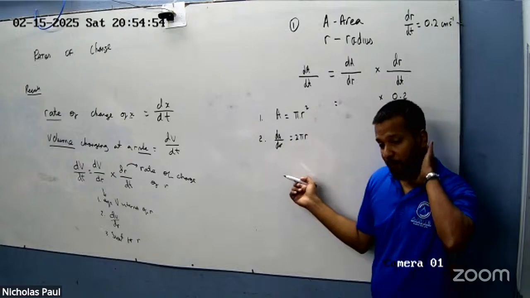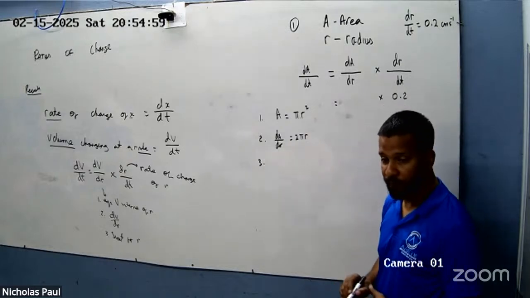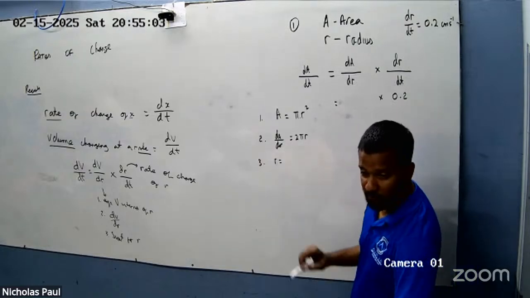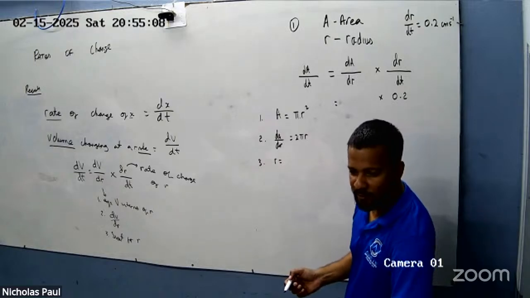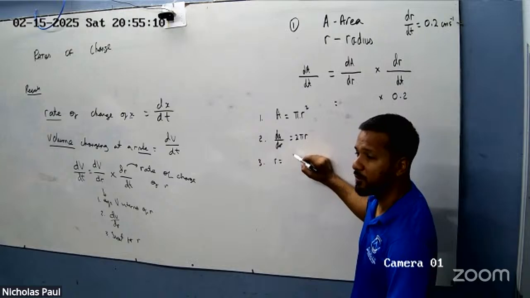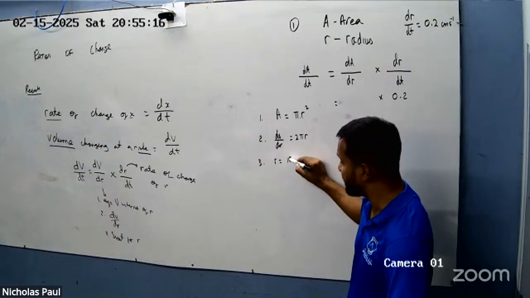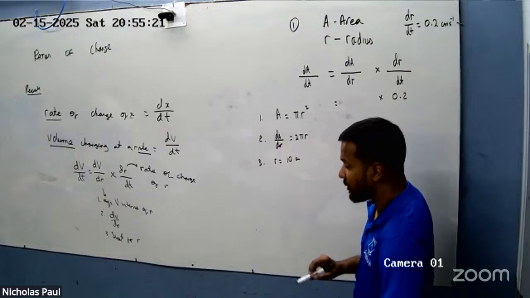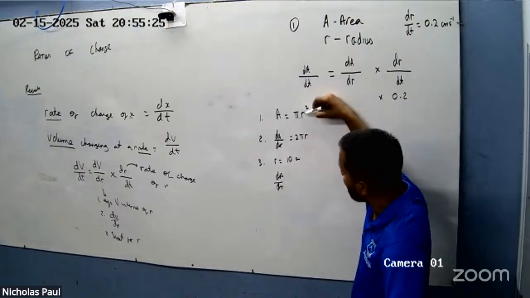What's step 3? Substitute R. What is R? Read the question. R is 10, the question said the radius is 10. So therefore dA/dr: I've got the equation, I differentiate it, and I plug in R now.